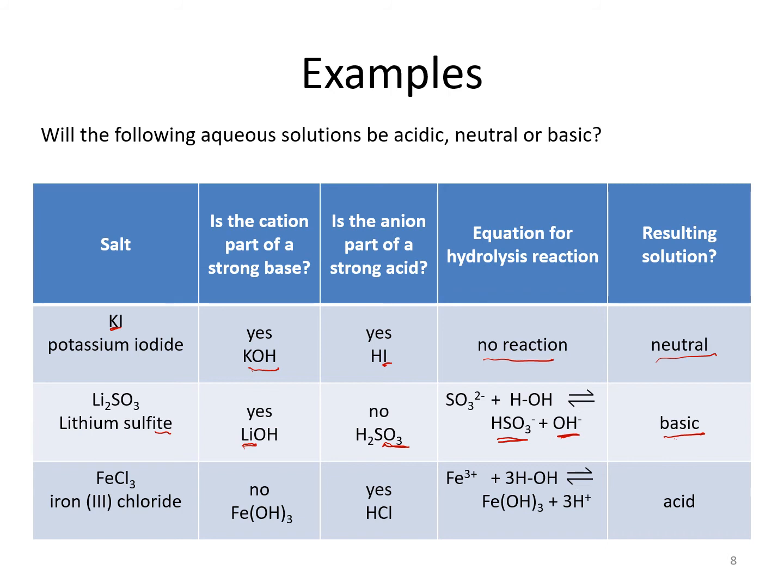Then we can look at iron 3-chloride. Iron is not part of a strong base. That's a weak base. Chloride is part of a strong acid. So we know that the iron will react with water to form the ferric hydroxide and acid will result, so our solution will be acidic.